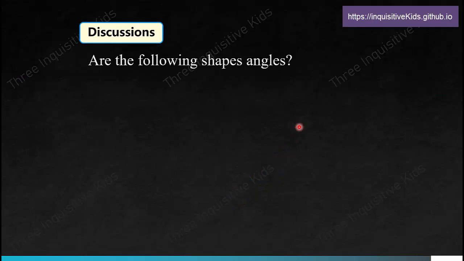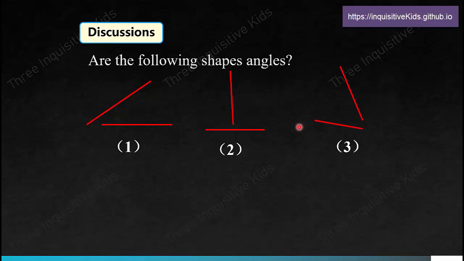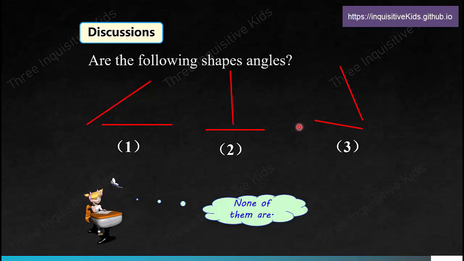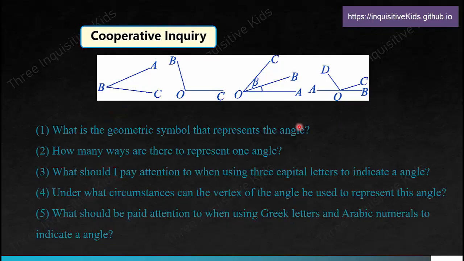So now we have some discussions. I'm going to put up a few shapes and you're going to tell me if they're angles. Are these angles? The answer is none of them are. The problem is that they're all lines or line segments, or they could be rays, but whatever they are, they don't share the same start point. And we're not sure if they're rays or not, so yes, none of them.